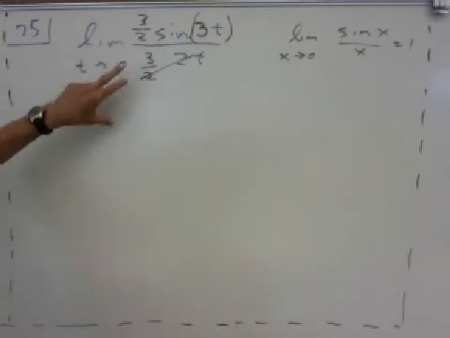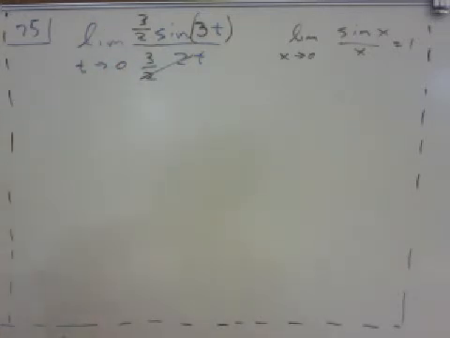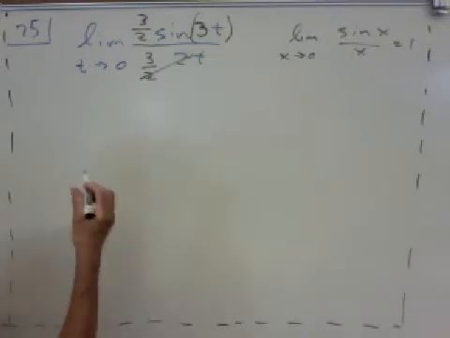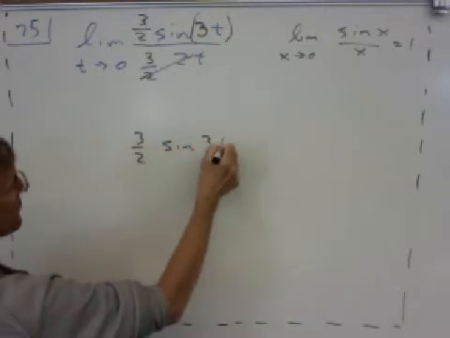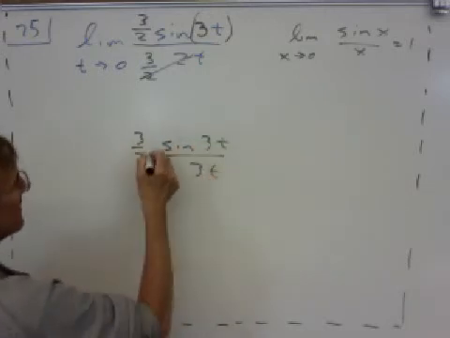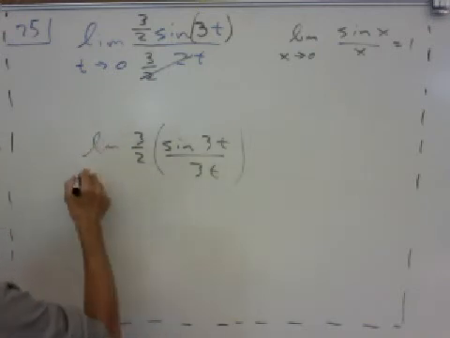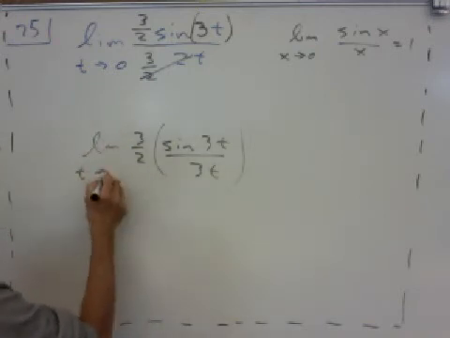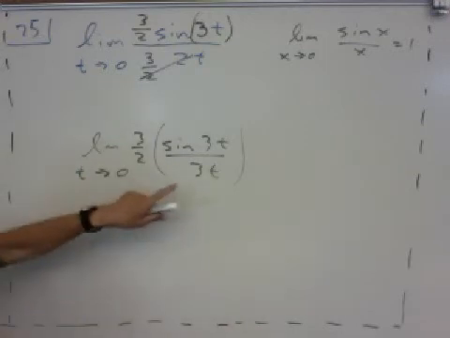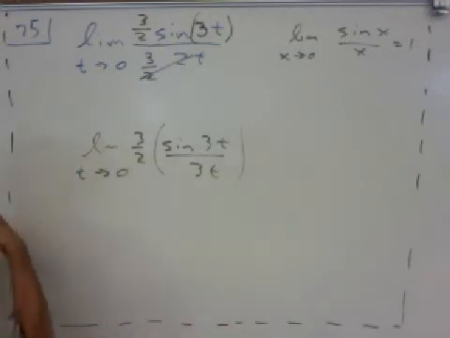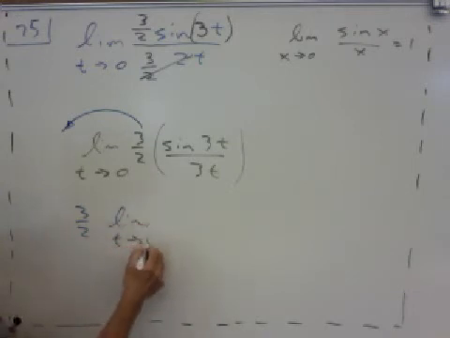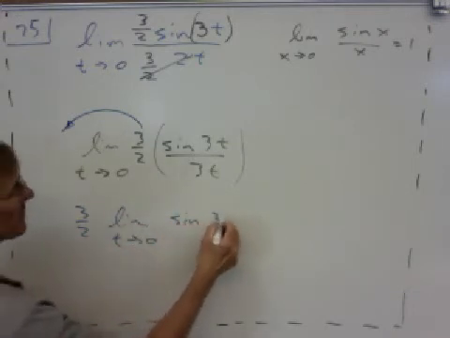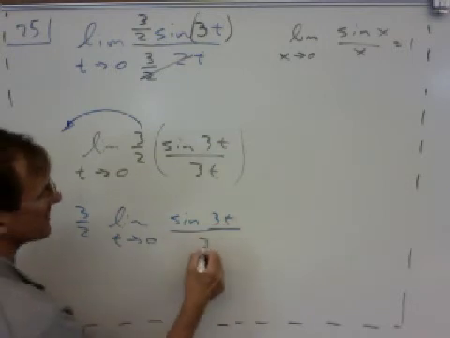Okay, so what we have, we multiply by 3 over 2 over 3 over 2. So now the 2's cancel here, so I have 3 halves times sine of 3t over 3t. And I'm taking the limit as t approaches 0 of that. And when you take the limit of a number times a function, you can take the number outside the limit. So this is equivalent to 3 halves times the limit as t approaches 0 of sine of 3t over 3t.